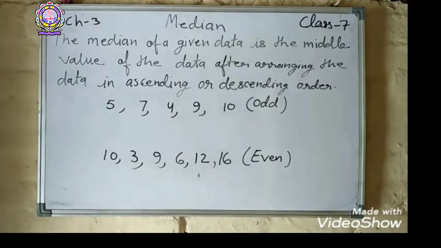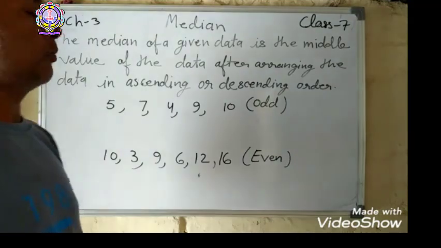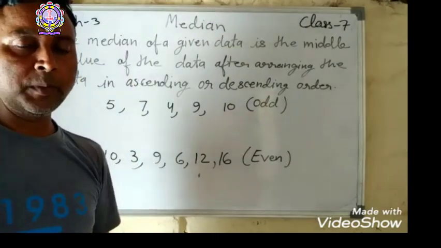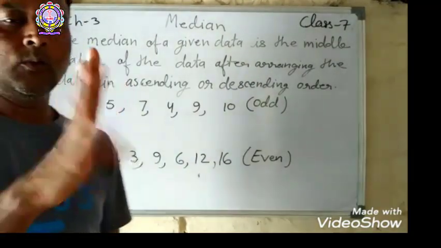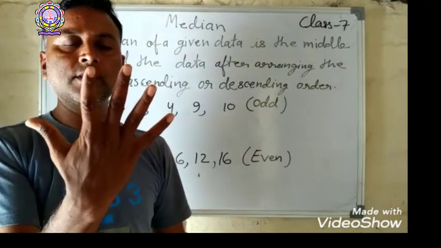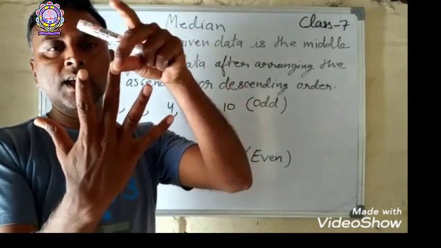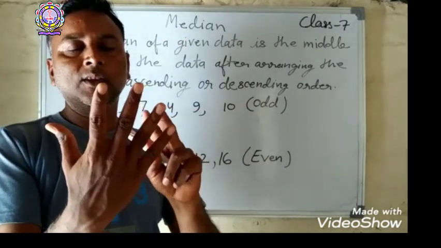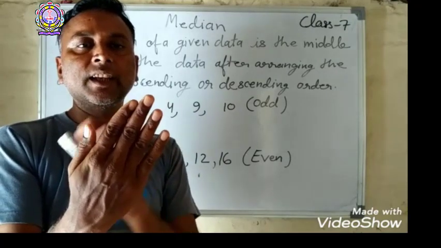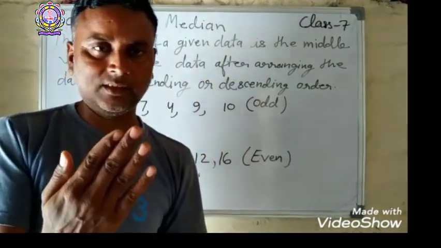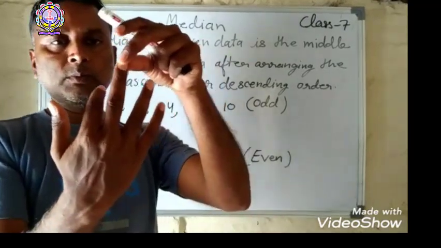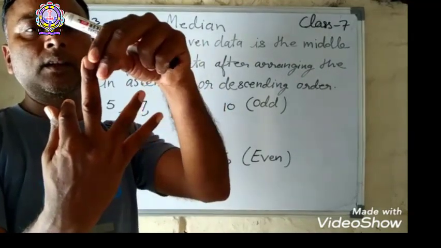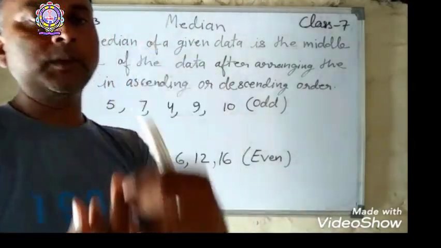Now next topic is median. So what is the meaning of median? Here median means the middle term or middle observation. Watch my fingers. This is the middle finger, so this is the median of this. But when we arrange in ascending or descending order, then you watch different things. Here I show you median means two fingers in the middle. So median means middle.